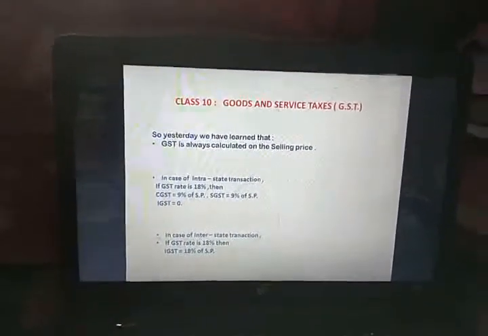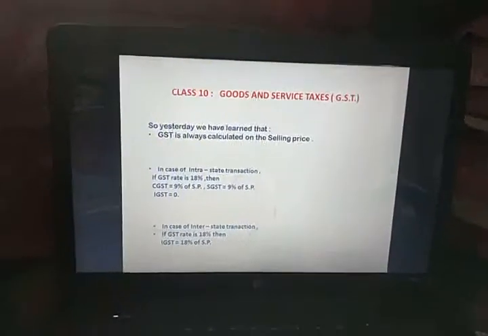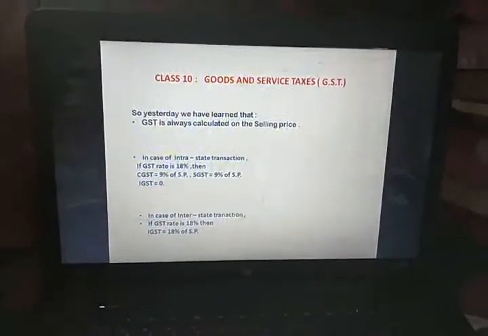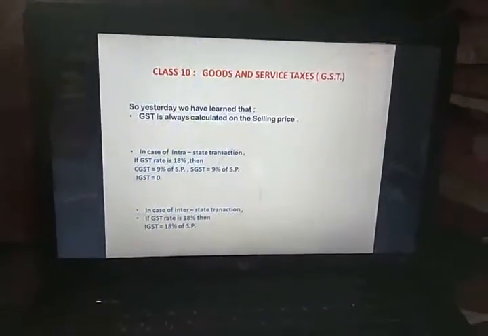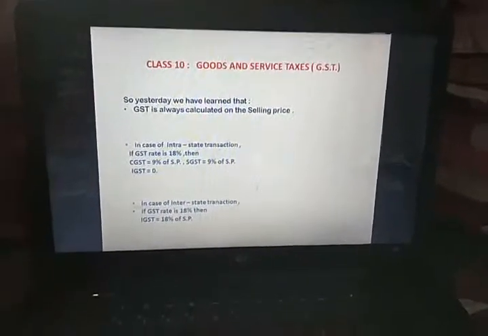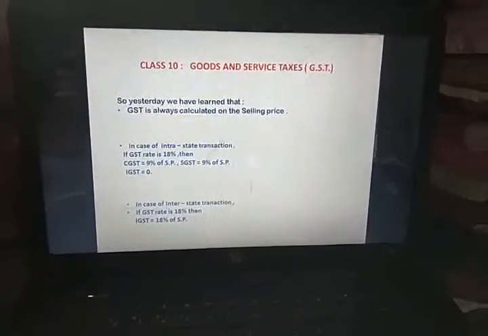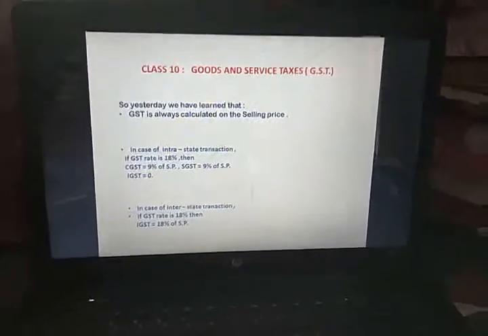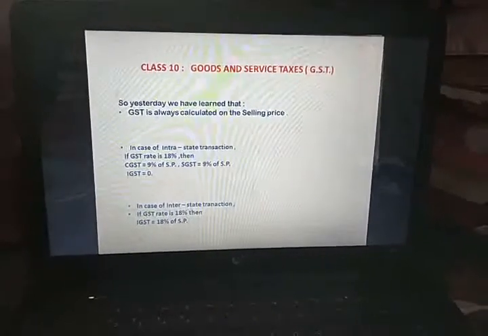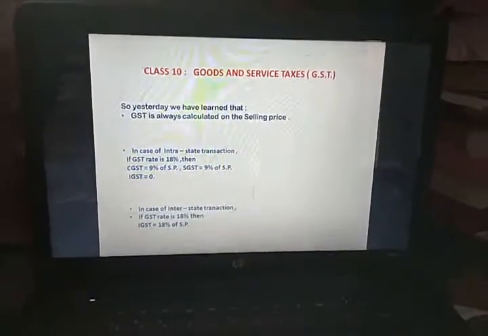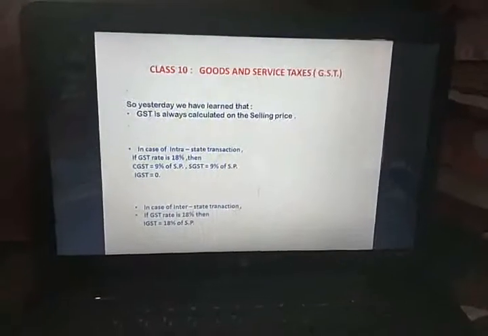Now, if the case is interstate transaction, then we don't have to calculate CGST and SGST. In fact, we only have to calculate the value for IGST. Now, be clear with these three important points. The first point is that GST is always calculated on the selling price, not on the marked price. When we do the exercise, I'll make you clear with this point number 1.